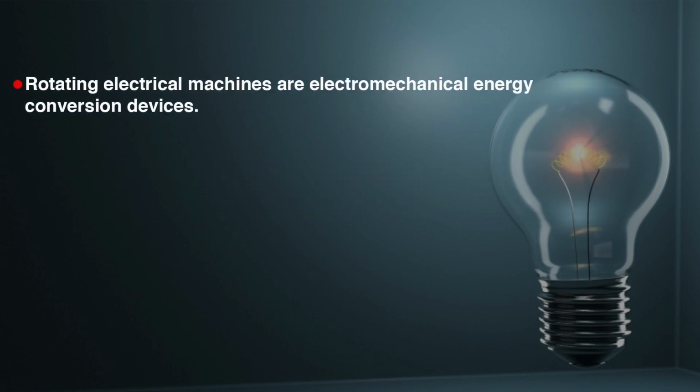As you know, rotating electrical machines are electromechanical energy conversion devices. When they change electrical power into mechanical, the device is said to function as a motor, and when the device converts mechanical power into electrical, it is said to act as a generator.